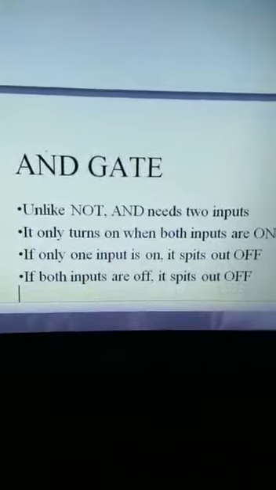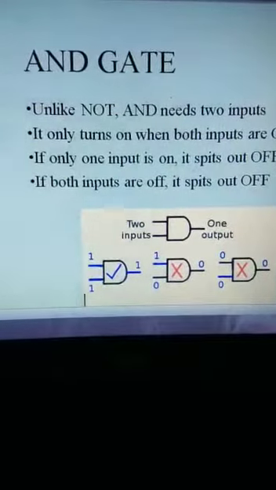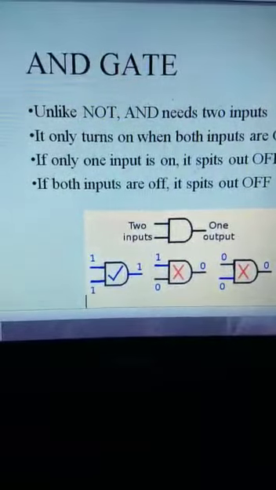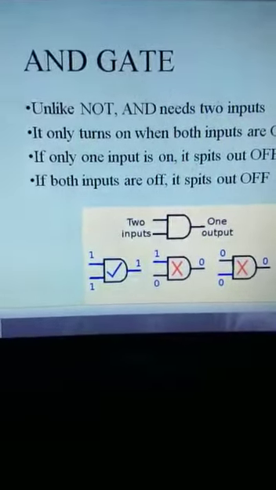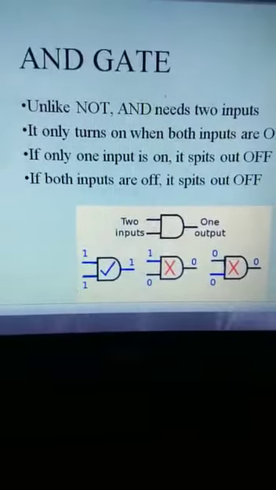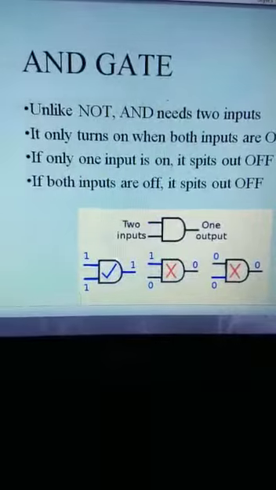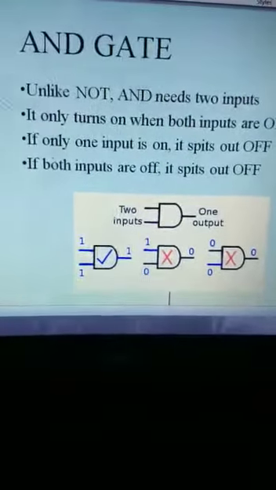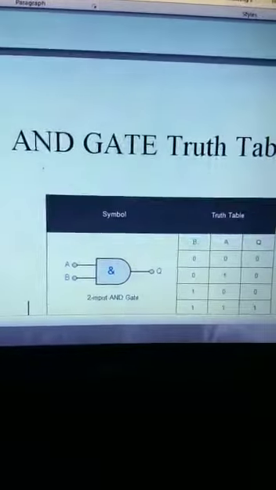Next comes the AND gate. The NOT gate has only a single input, but the AND gate can take multiple inputs. At least it will take 2 inputs. It will multiply the values of the 2 inputs and give you the final product. Through the truth table we will try to explain the functionality.